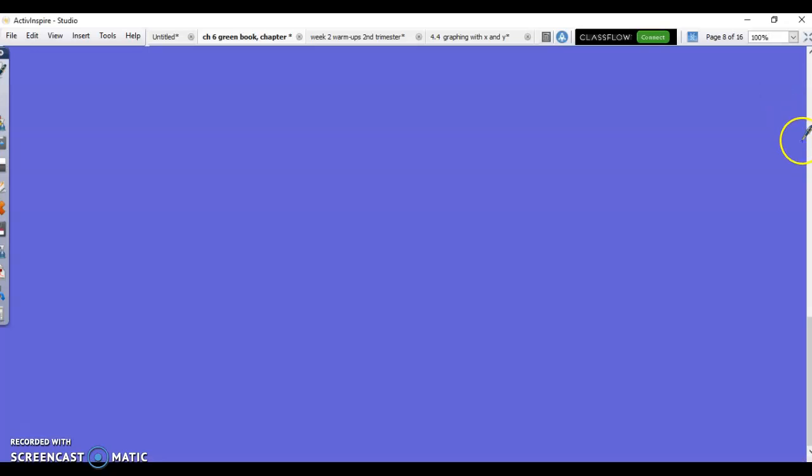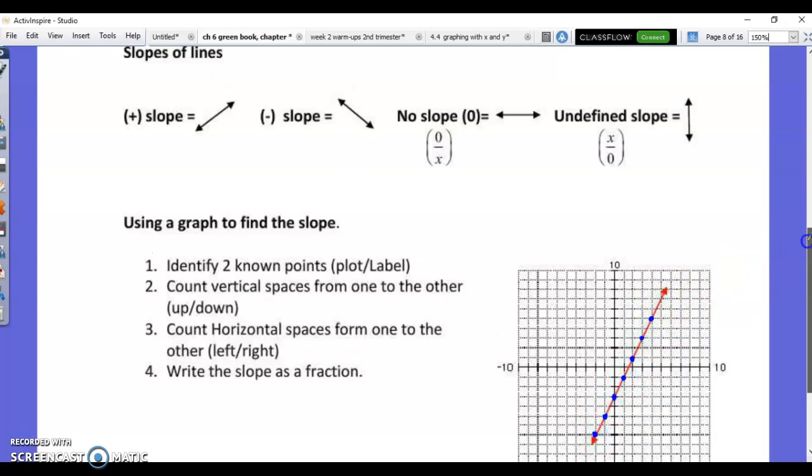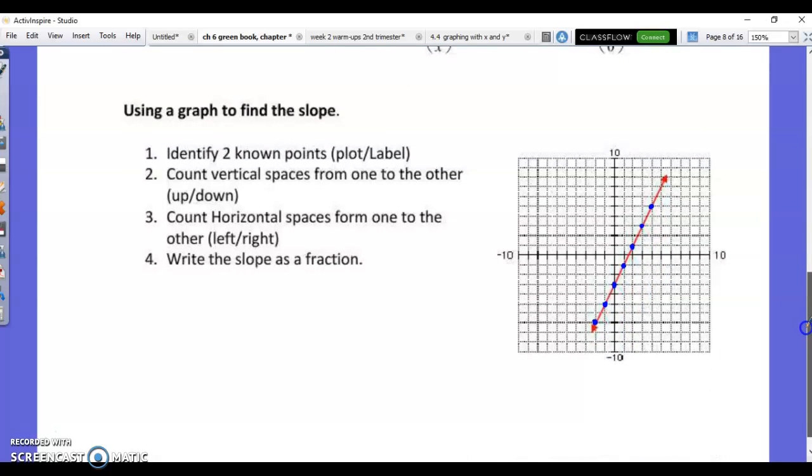Now that we have our spaces marked, remember, vertical is our up and down, and that is the number that's going to be on the top of a fraction. So we're going to represent our slopes as fractions. Our top number is how many spaces we move up and down, and our bottom number is how many spaces we move left and right. And again, we pay attention to whether it's positive or negative based on the direction that we are moving from one point to the next.